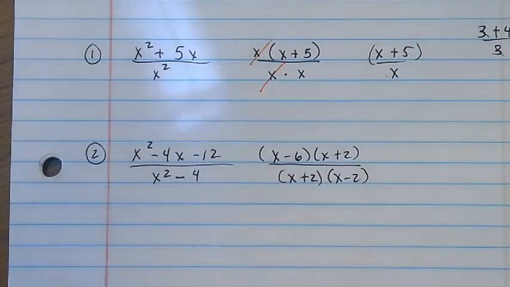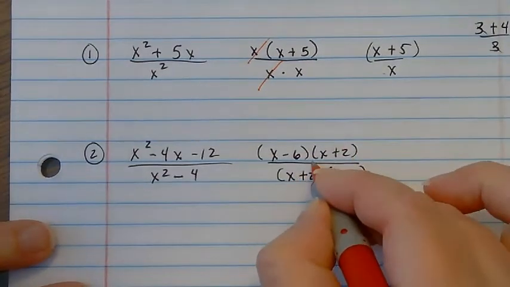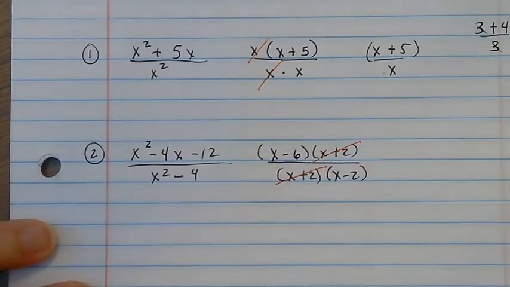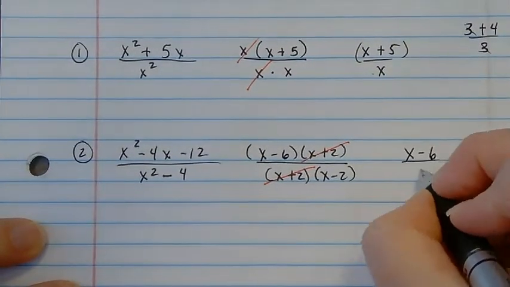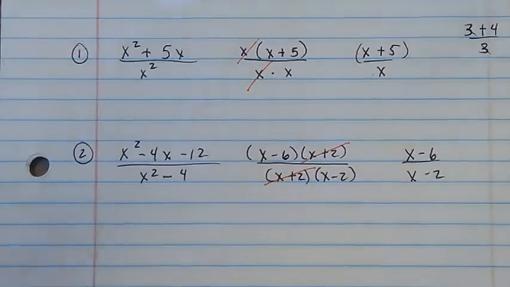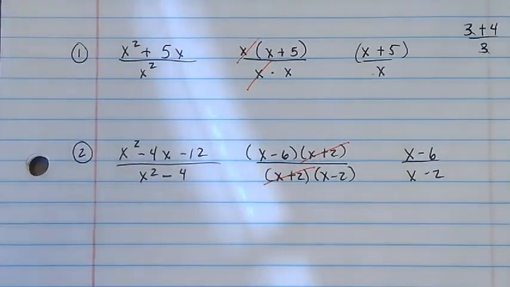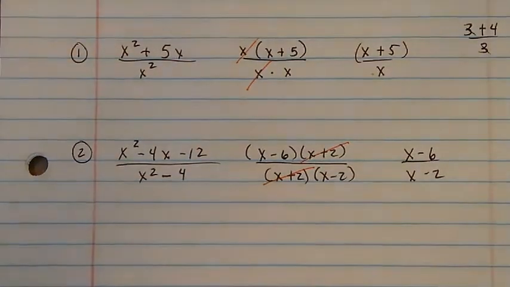So you can see how we have some factors in the numerator and the denominator that are the same. We have an x plus 2 here and an x plus 2 here, which will cancel. So my answer would be x minus 6 over x minus 2. Nothing else will reduce because we don't have entire factors that reduce with other entire factors. So that one is simplified just as it is. Let's do another one.